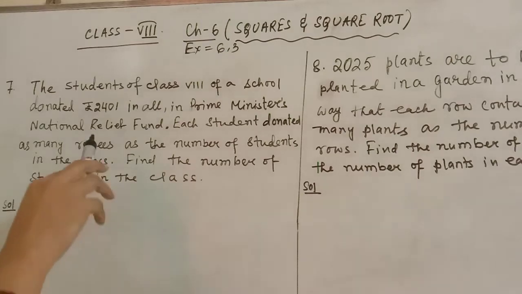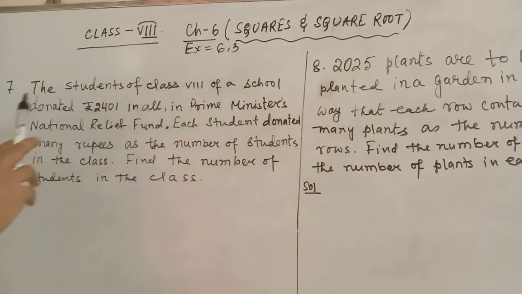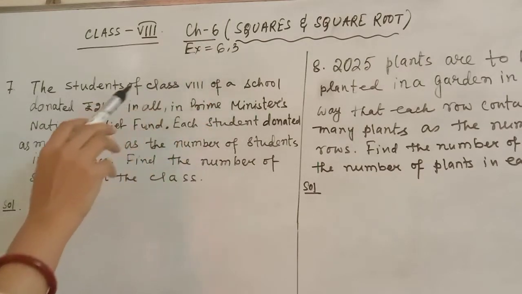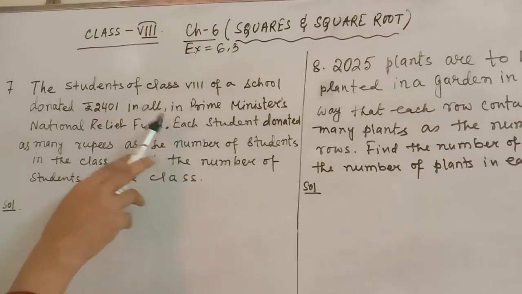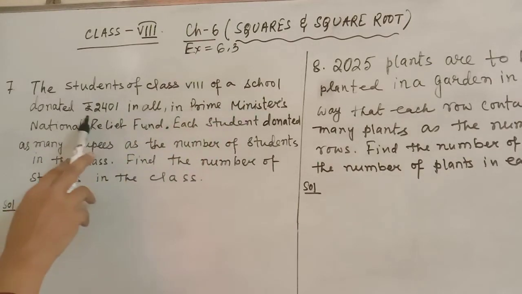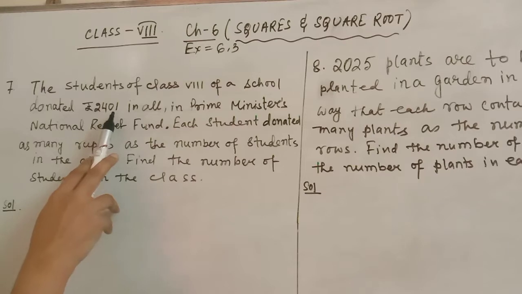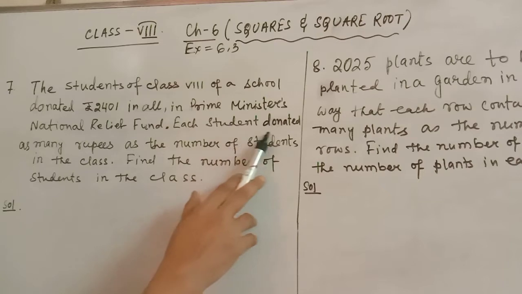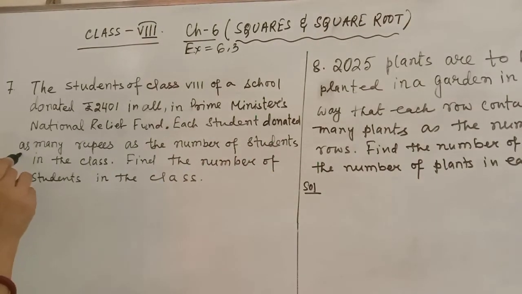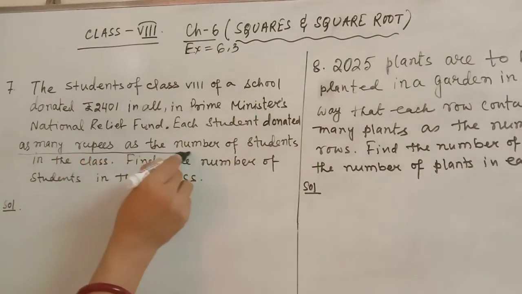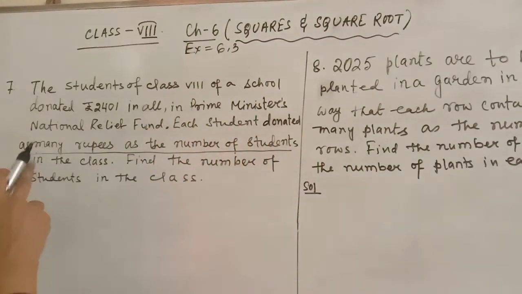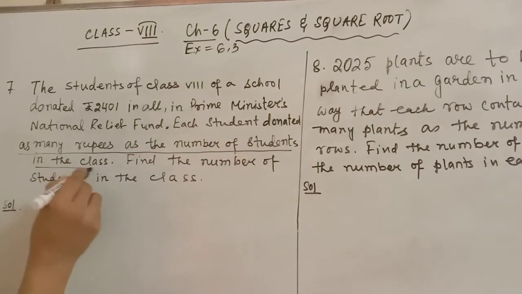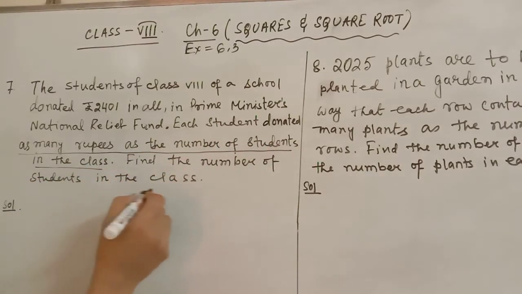Today we'll do exercise 6.3, four sums 7, 8, 9 and 10, from chapter 6, square and square root. Question number 7 is a word problem. The students of class 8 of a school donated rupees 2401 in all in the Prime Minister's National Relief Fund. Each student donated as many rupees as the number of students. This is the main line. Each student donated as many rupees as the number of students in the class. Find the number of students in the class.